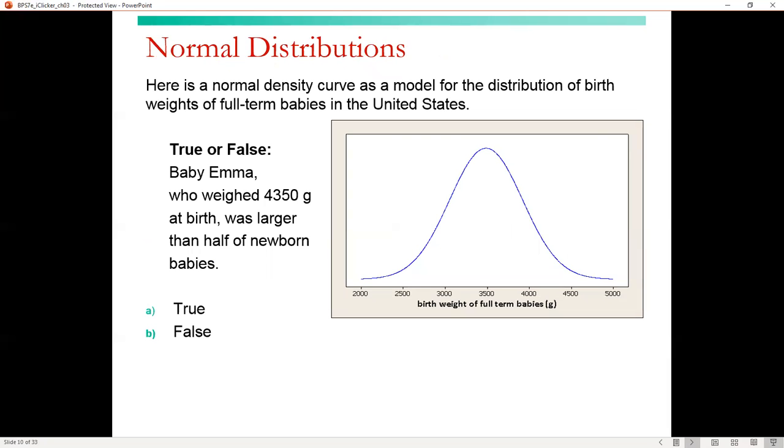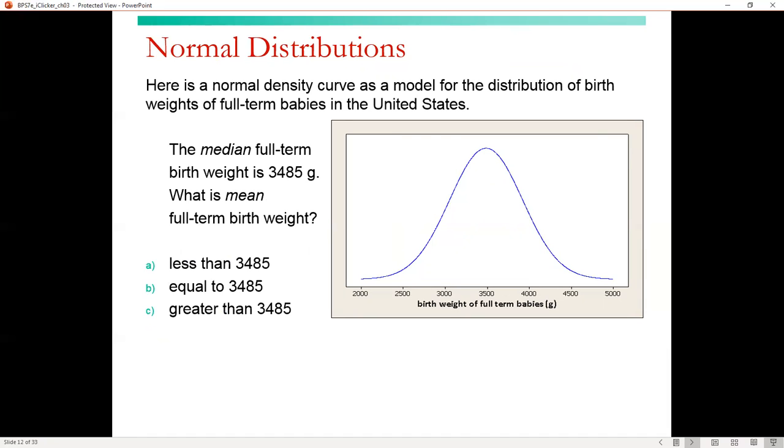Here is a normal density curve as a model for the distribution of birth weights for full-term babies in the United States. True or false? Baby Emma, who weighed 4,350 grams at birth, was larger than half of newborn babies. This statement is true. You can see the halfway mark is at about the 3,500 gram mark.